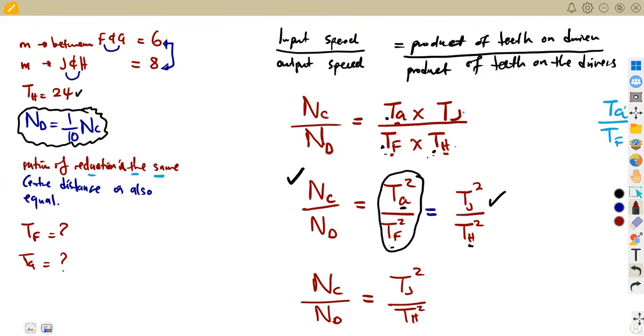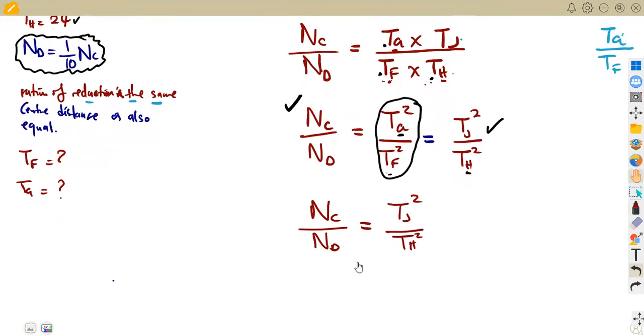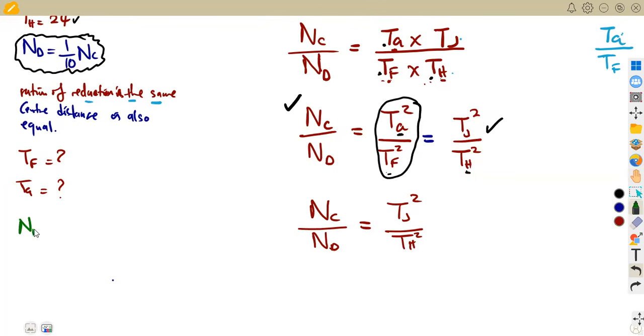So what is now going to be the ratio of NC over ND? From the ratio that we are given here, ND is equal to 1 over 10 of NC. So what does it mean? I can write my ratio in terms of NC over ND. If I cross multiply, 10 times ND, we are going to have 10 ND, which is equal to 1 times NC, which is NC.